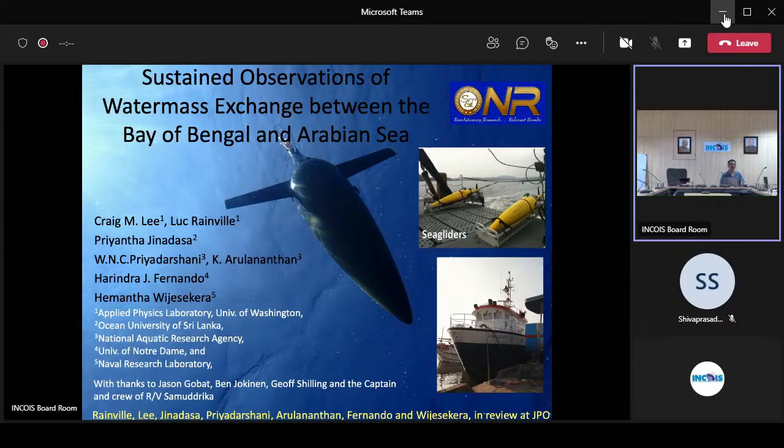Observations of water mass exchange between the Bay of Bengal and the Arabian Sea. This is work that's been carried out over a number of years in a collaboration between Luke Rainville and myself at the Applied Physics Lab at the University of Washington, Prof. at the Ocean University of Sri Lanka, Priya and Rule at the National Aquatic Research Agency, also in Sri Lanka, Joe Fernando at the University of Notre Dame, and Martha Wijeskera at the Naval Research Laboratory.